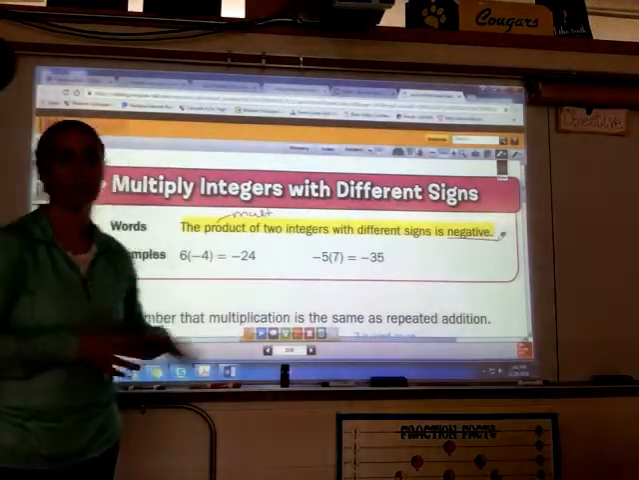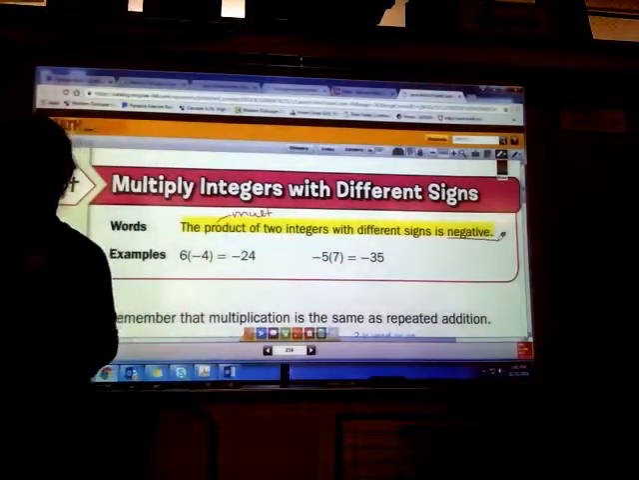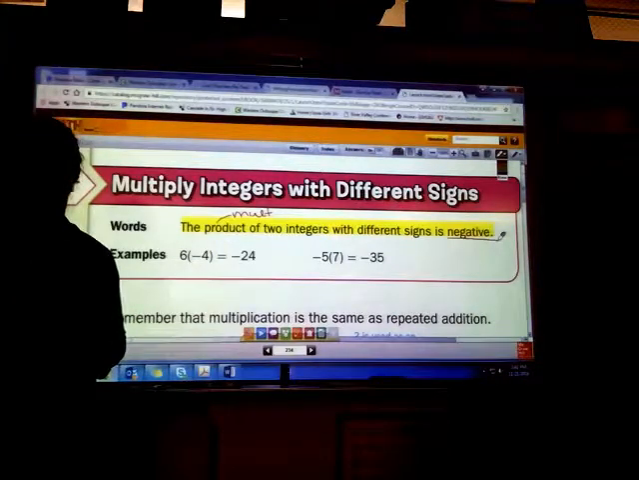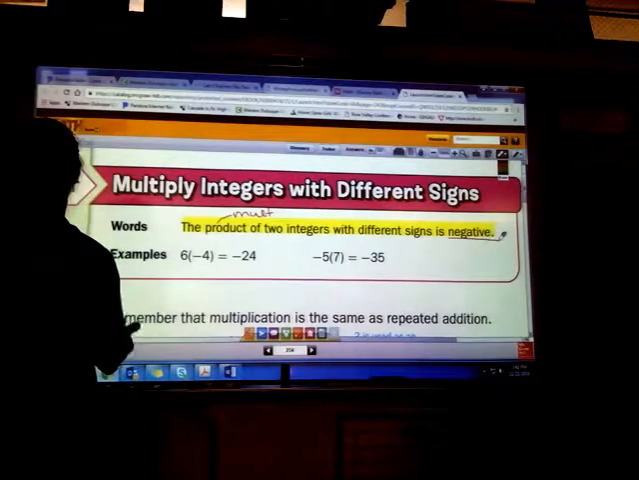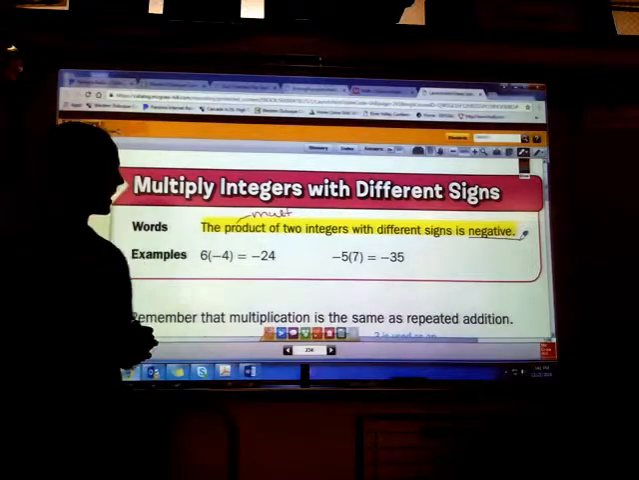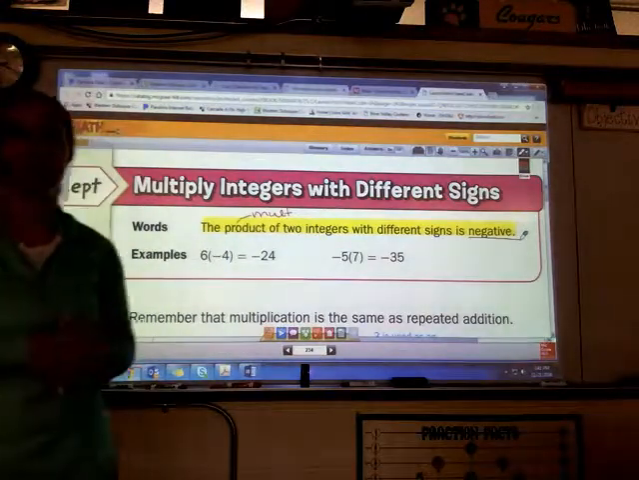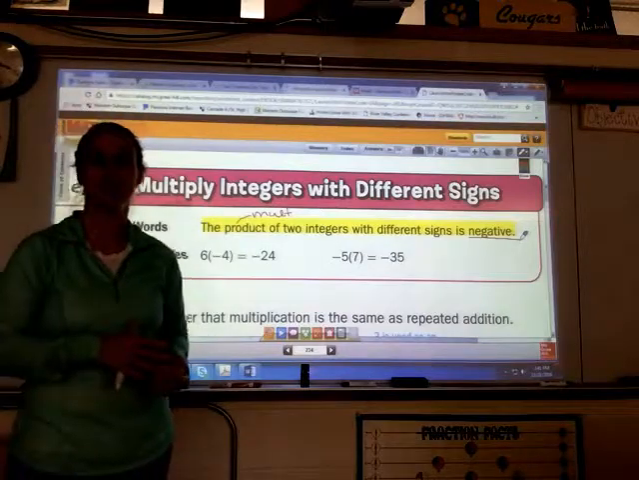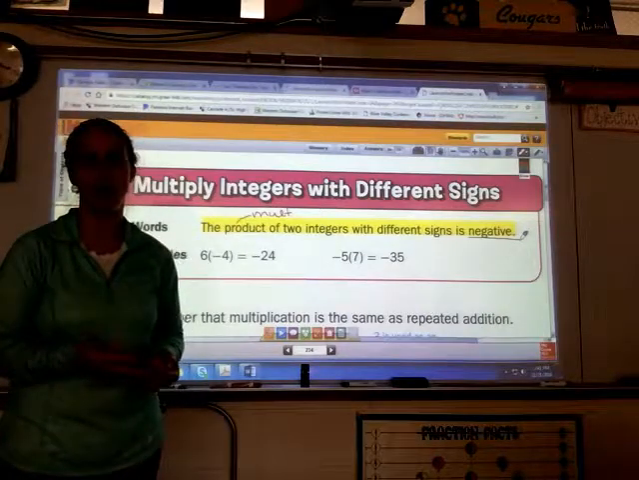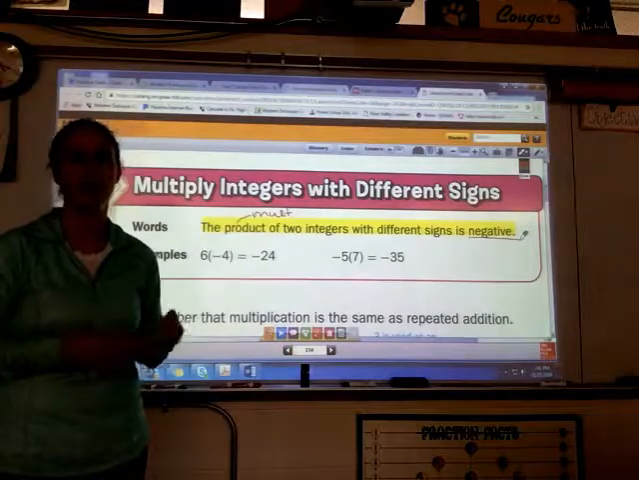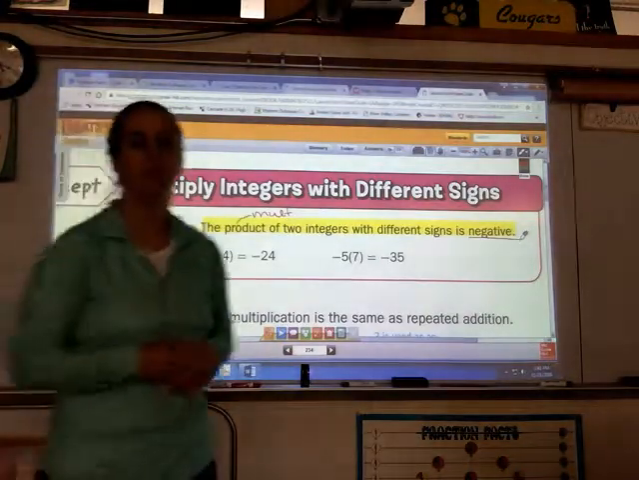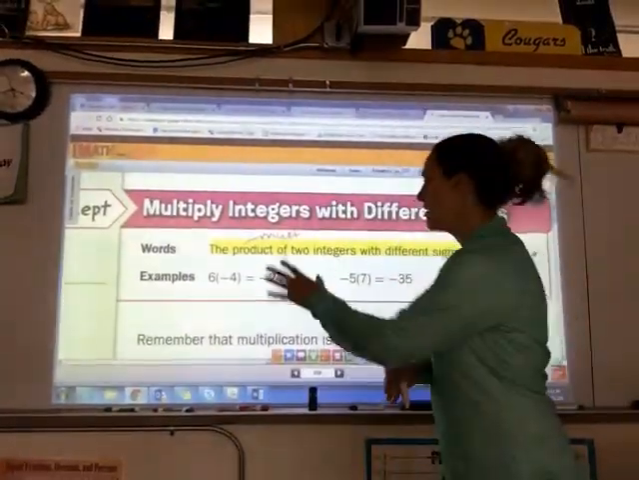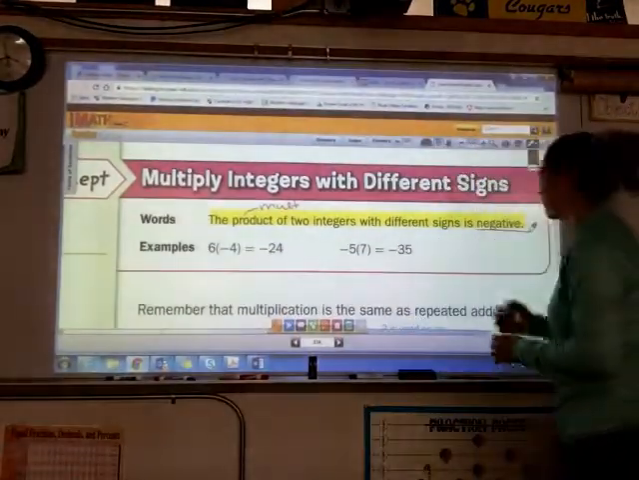A couple other examples that you can see besides the ones in the book. For example, if I take negative 10 times 3, I've got a negative number times a positive. 10 times 3 is 30, and I have a negative, so my answer is going to be a negative. Another example: let's say I have 12 times negative 4. 12 is a positive number, negative 4 is negative. I have one negative number, so my answer is going to be negative, and 12 times 4 is 48. So those are a couple other examples besides the ones that are in the book for you.